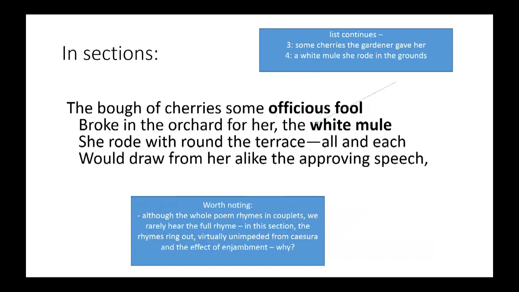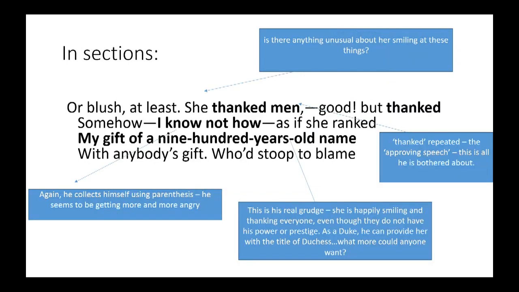Go back. "All and each would draw from her alike the approving speech, or blush, at least." A smile. Sure. A blush. Nothing to read into that. She thanked men. Is there anything unusual about smiling or thanking people? Good. But "thanked," repeated here, thanked is the approving speech. "Somehow, I know not how, as if she ranked my gift of a nine-hundred-years-old name with anybody's gift."